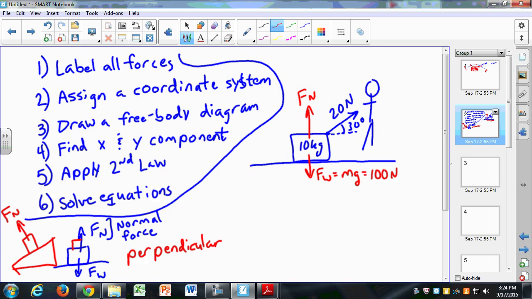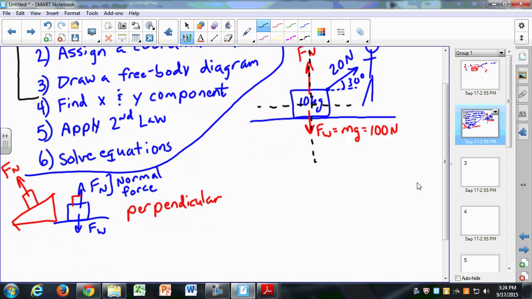All right, so I've labeled all the forces. Now I'm going to assign a coordinate system. Your coordinate system will almost always be obvious. That's going to be my y-axis. This will be my x-axis. Now I'm going to draw a free body diagram. You might actually decide to combine all three of these steps, or maybe even steps 1 through 4. But for now, I'm just going to do them separately.